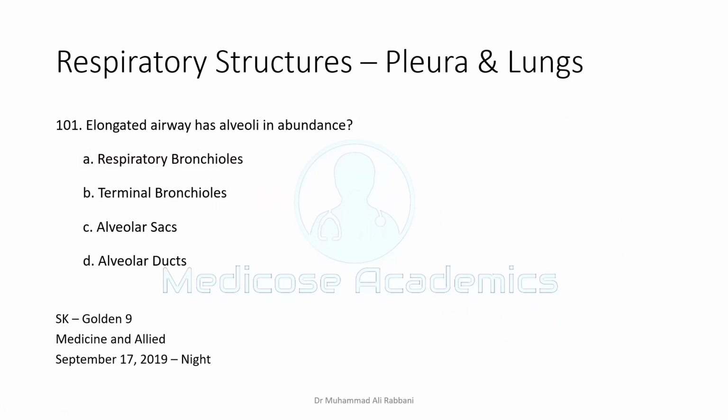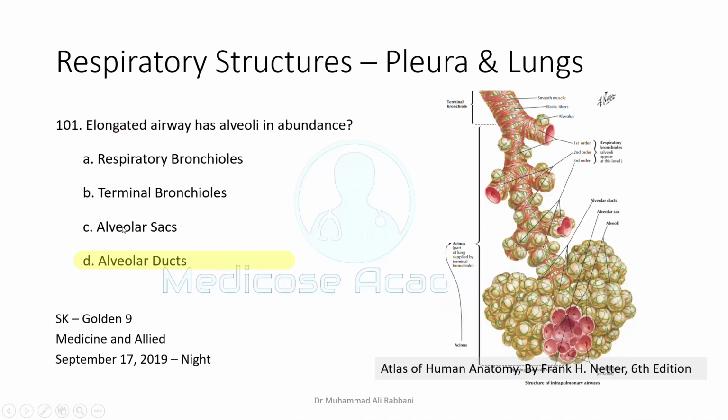Elongated airway has alveoli in abundance. Alveoli start to appear in the respiratory bronchioles and they continue on to the alveolar duct and alveolar sac. Both alveolar duct and alveolar sac have a large number of alveoli. But in this question, the elongated airway will be the alveolar duct. So here the alveolar duct is shown, and along its wall it is filled with alveoli.